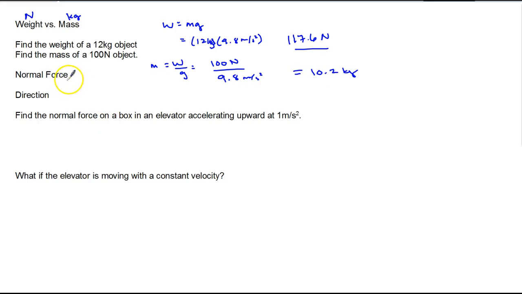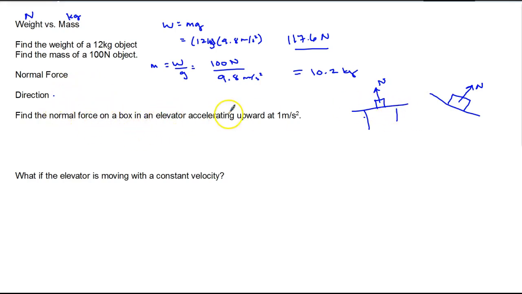The normal force. The normal force is a reaction force. It is a support force. So if you have an object sitting on the table, the table is pushing up on the object with the normal force. The direction is not always up. It is perpendicular to the surface. So if I have a book sitting on a table, then the normal force is up. But if I have an object sitting on the incline, the normal force is perpendicular to the incline. So not always up, but always perpendicular to the surface.